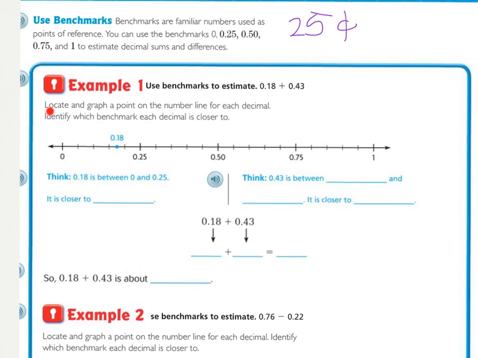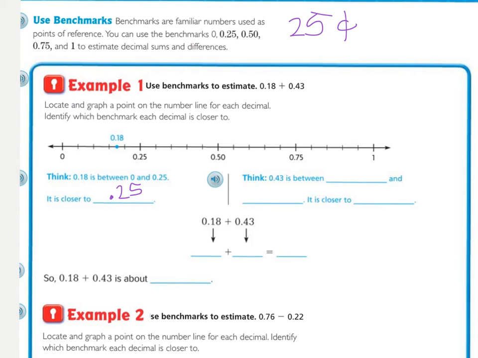First, we're going to locate and graph a point on the number line for each decimal. So 18 hundredths, each tick mark is worth 5. So this would be 5 hundredths, 10 hundredths, 15 hundredths, 20 hundredths. 18 is right in the middle. But it's closer to which benchmark, 0 or 25 hundredths? It is closer to 25 hundredths.